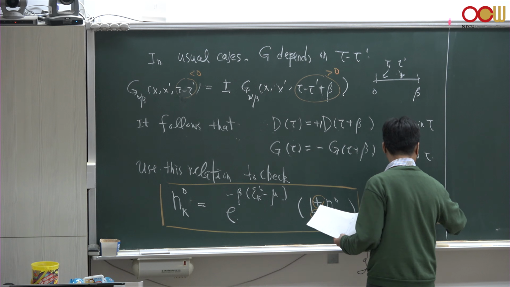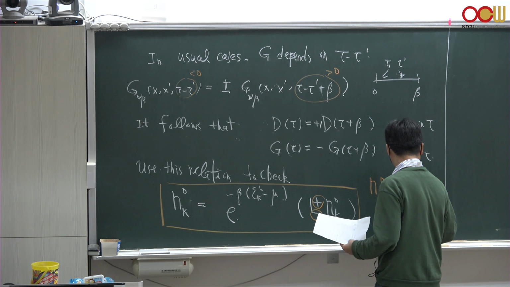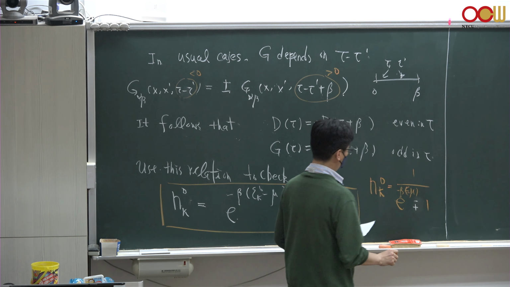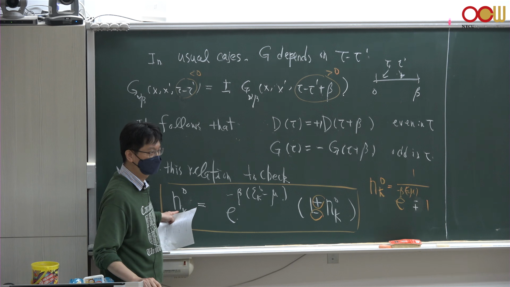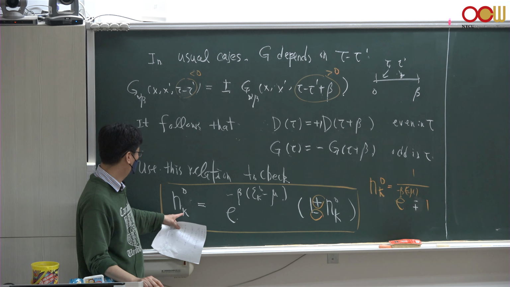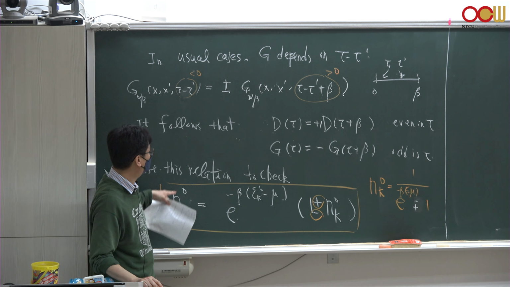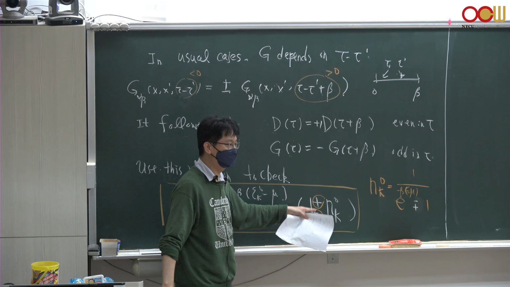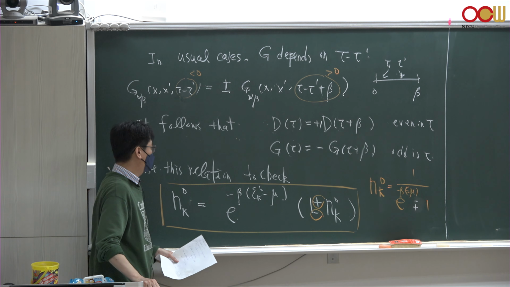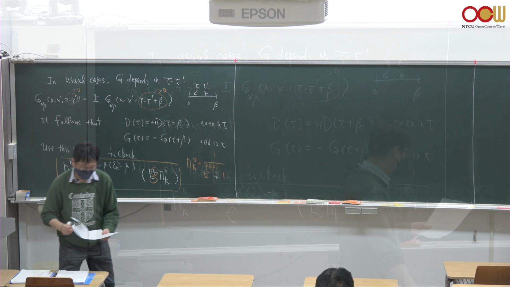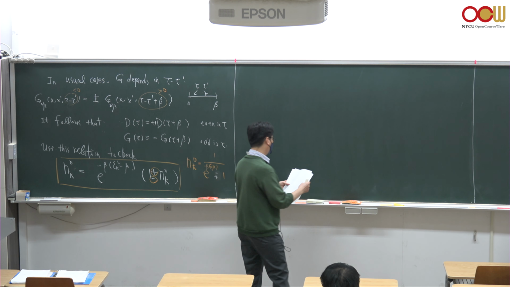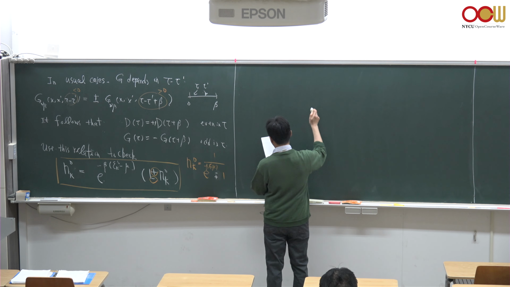I should say boson should be minus, fermion should be plus, right? So if you have such a relation, this is nothing but the Green's function at two different times. One is at negative tau, another is at positive tau, shifted by the amount of beta. Anyway, we'll get back to this relation later. So let's just look at this Fourier decomposition and the Matsubara frequencies.